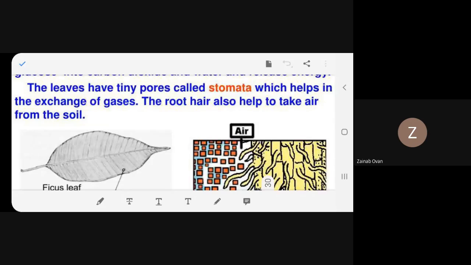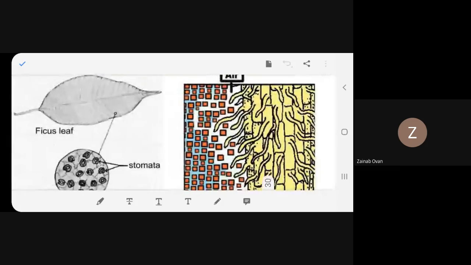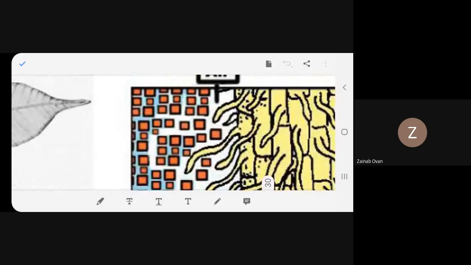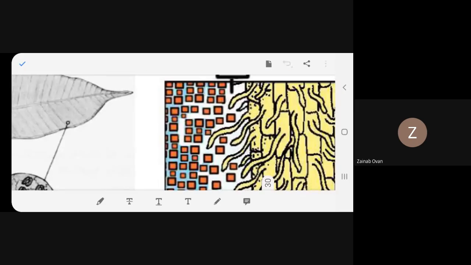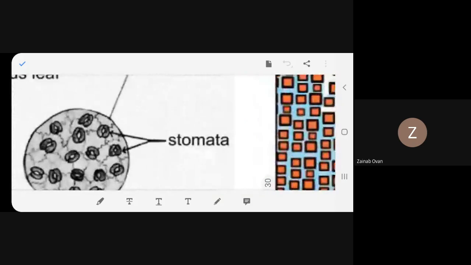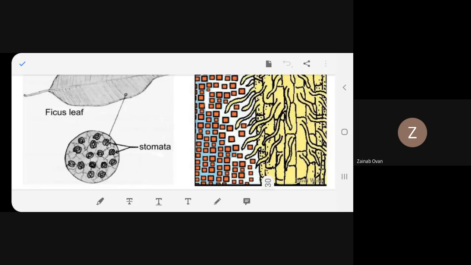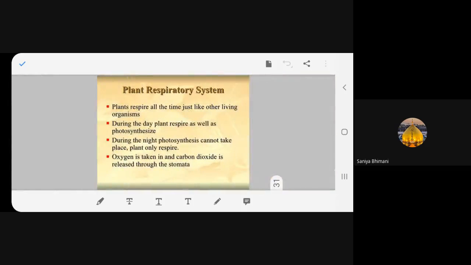The leaves have tiny pores called stomata, which help in the exchange of gases. The root hair also helps to take air from the soil. Okay. So you can see over here the root. Can you see this root here? It is also taking air, or oxygen, from the soil. And this is how the stomata look on the leaves, okay. Understood or not? From here the gases go in. From here the gases go in, okay? And the gases are let out.